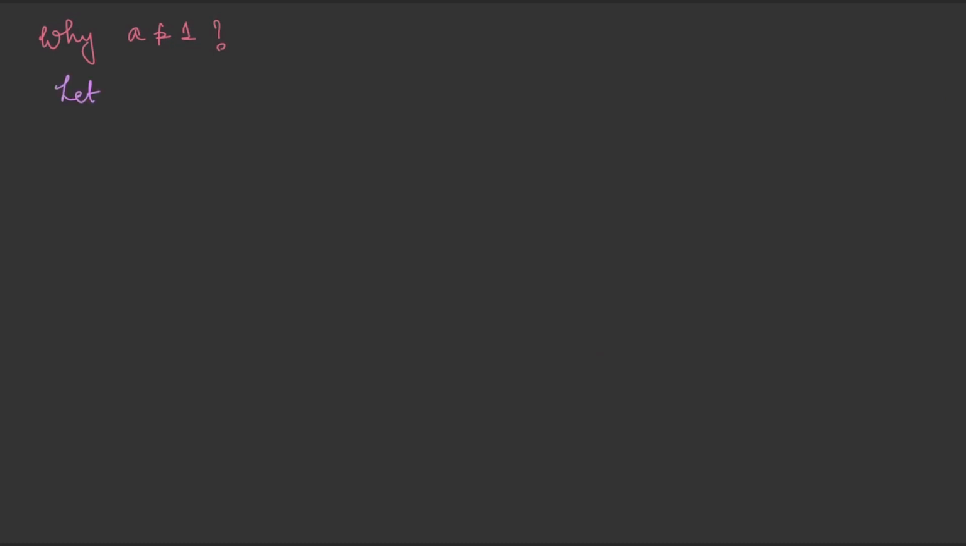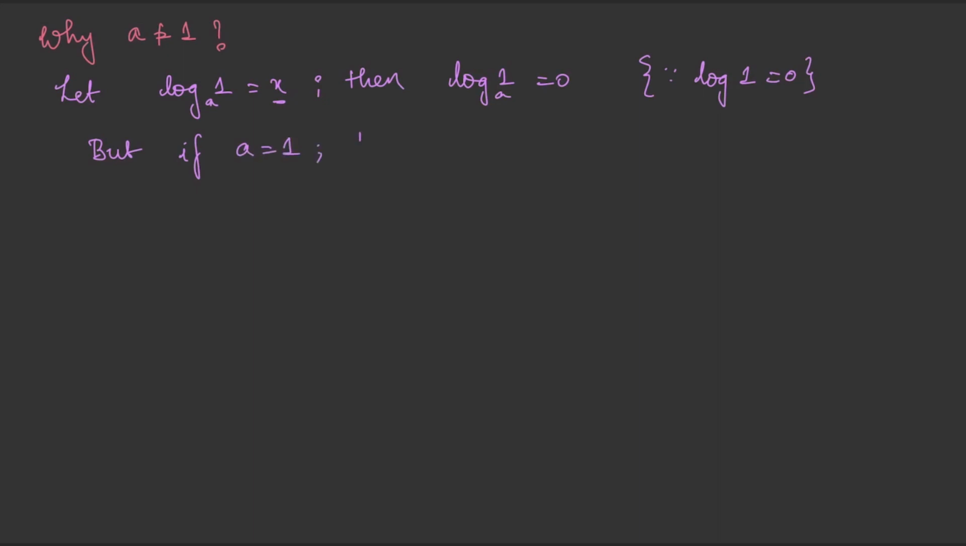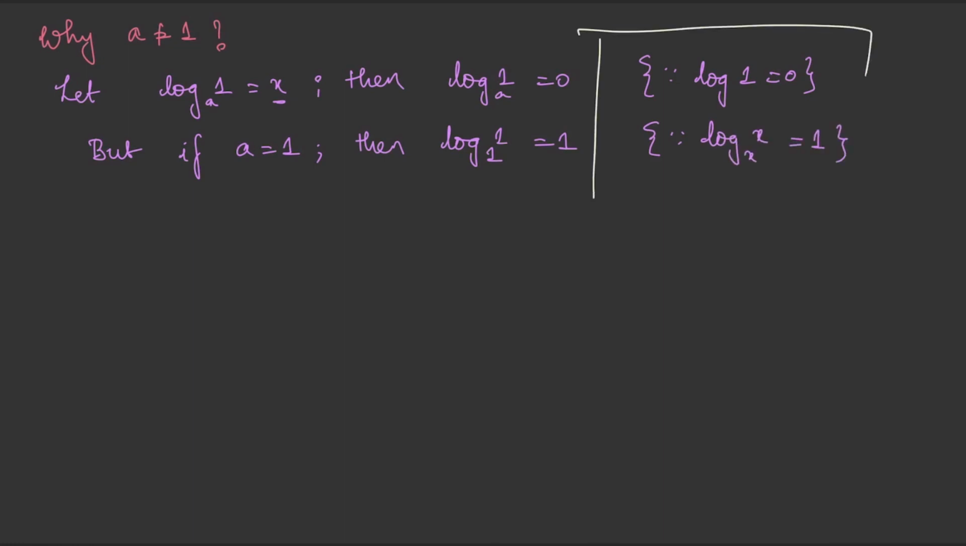So, let's consider a logarithmic form as log 1 to the base a equals x. Let x represent any variable. Then log of 1 to the base a is always 0, since log of 1 is 0. But if we consider a equals 1, then it becomes log of 1 to the base 1, which should obviously be equal to 1, since log of x to the base x is always 1. These two expressions are properties. We'll learn this in the coming videos.